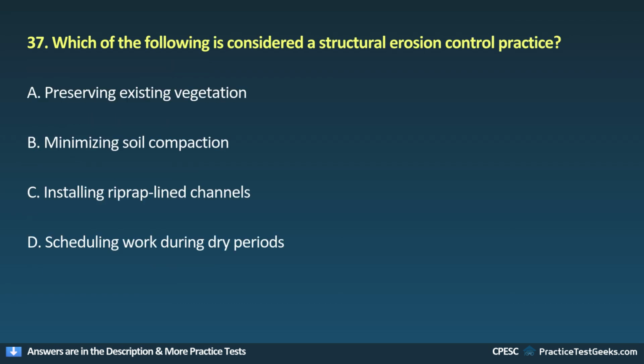37. Which of the following is considered a structural erosion control practice? A. Preserving existing vegetation. B. Minimizing soil compaction. C. Installing riprap-lined channels. D. Scheduling work during dry periods.